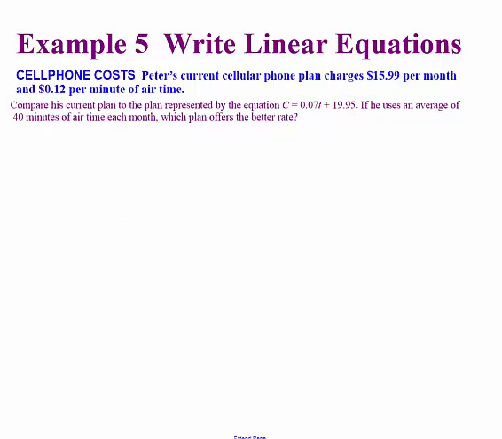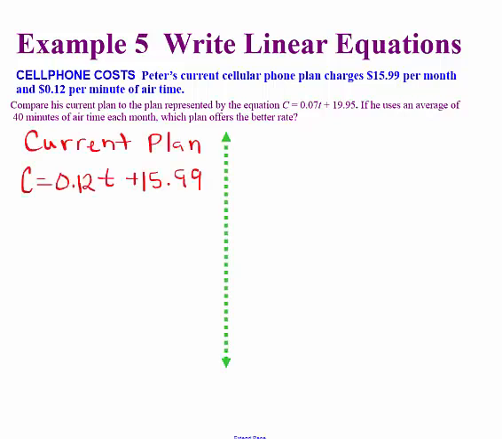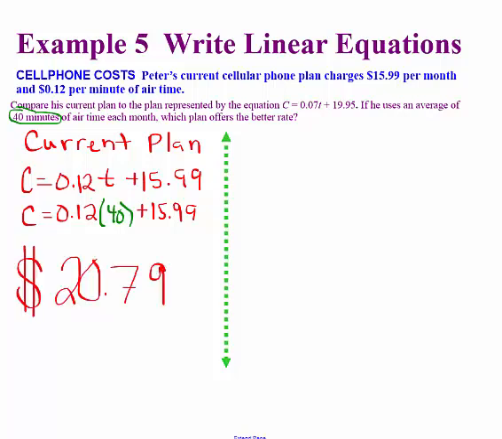Now, compare his current plan to the plan represented by the equation: cost equals 7 cents per minute plus $19.95. If he uses an average of 40 minutes of airtime each month, which plan offers the better rate? So the first thing I'm going to do is look at the current plan that we just solved for. We made an equation, C equals 0.12 times T plus $15.99. So he's going to be using 40 minutes of airtime, so I'm going to plug in my 40 for my T, and then I'm going to multiply and add, and I get this plan is going to cost him $20.79 per month.